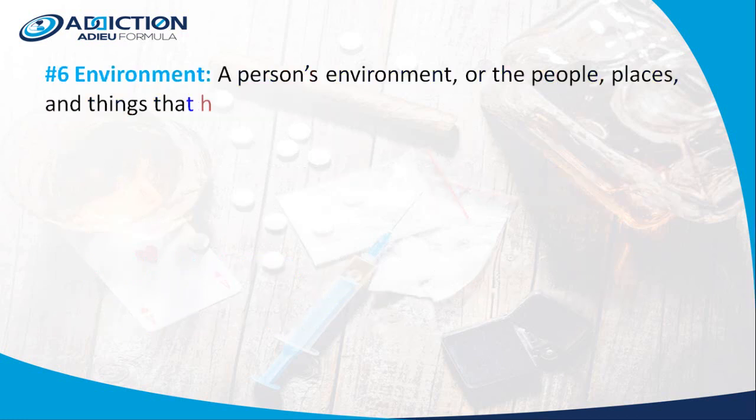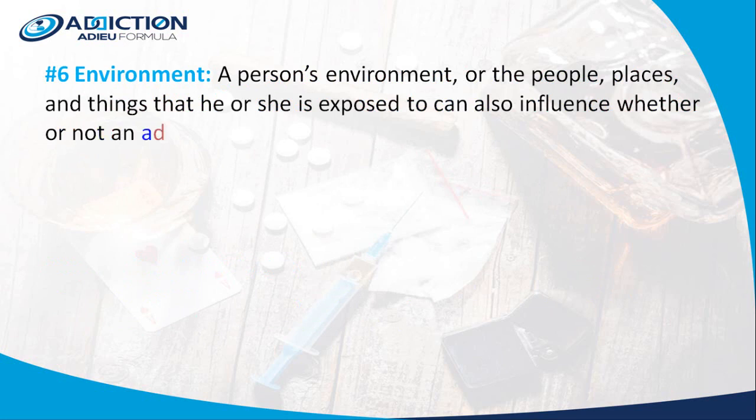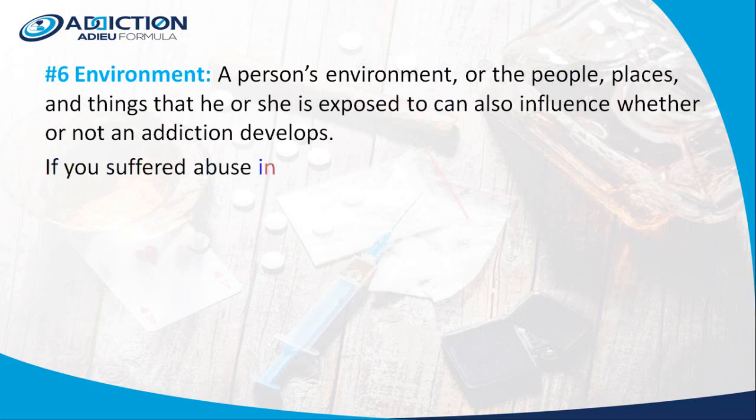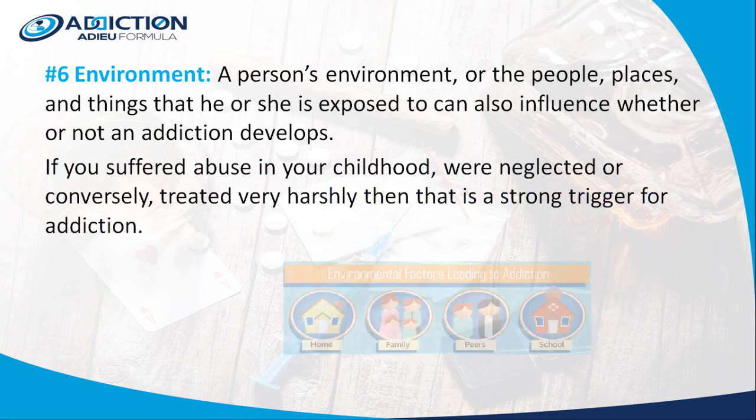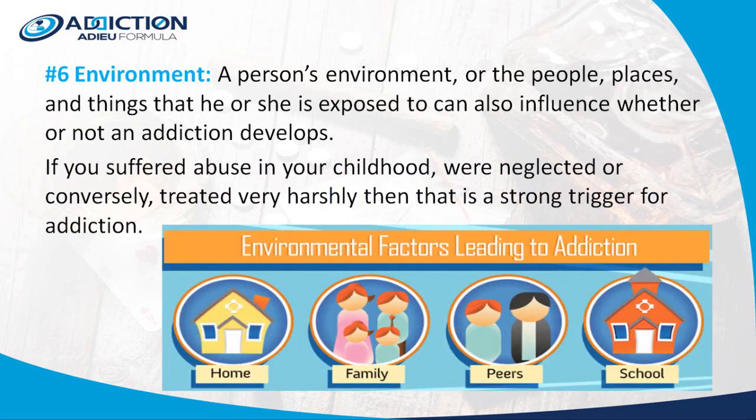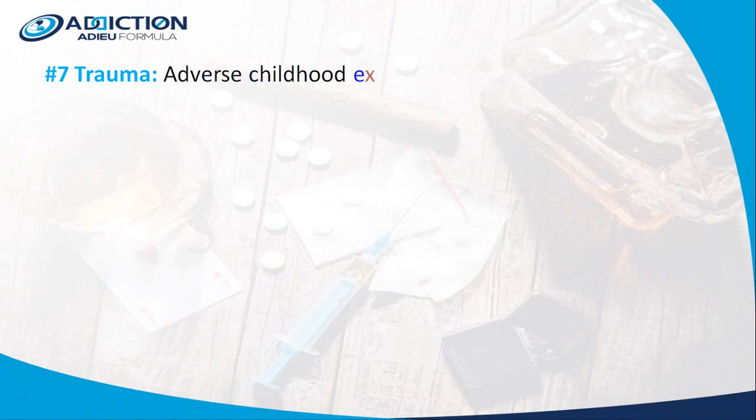Number 6. Environment. A person's environment, or the people, places, and things that he or she is exposed to, can also influence whether or not an addiction develops. If you suffered abuse in your childhood, were neglected, or conversely treated very harshly, then that is a strong trigger for addiction. Number 7. Trauma.